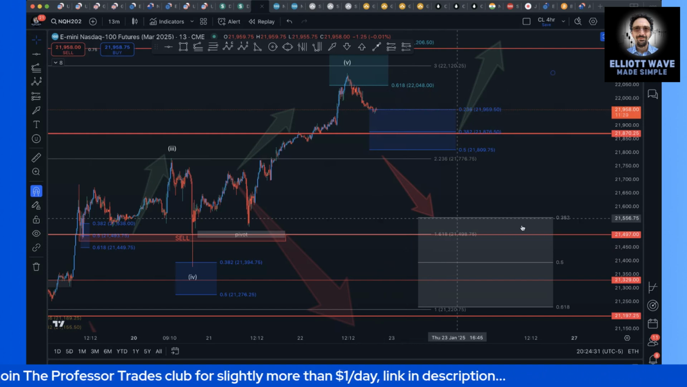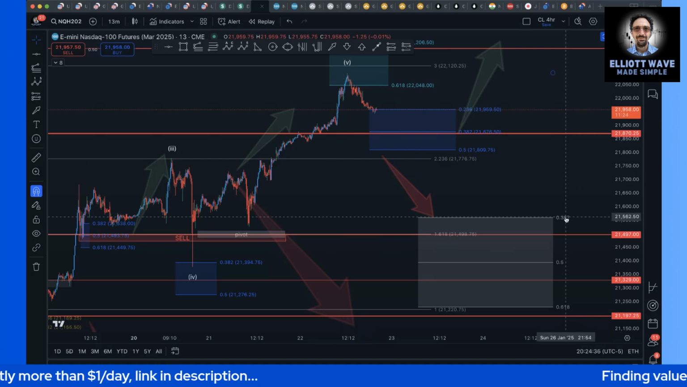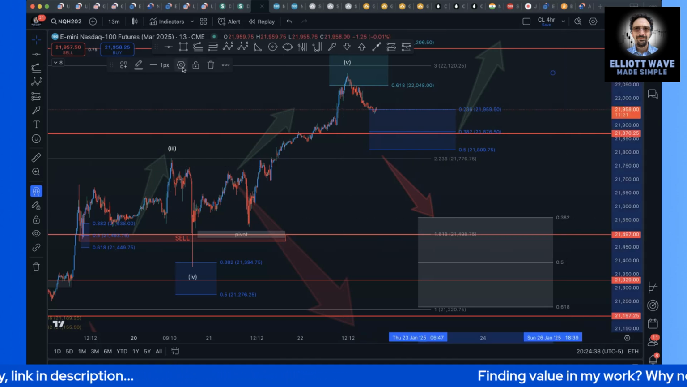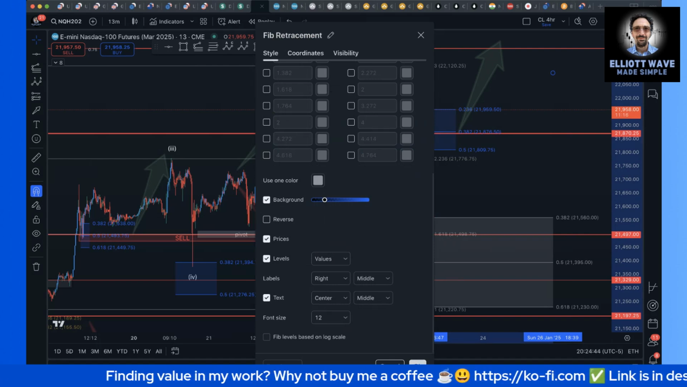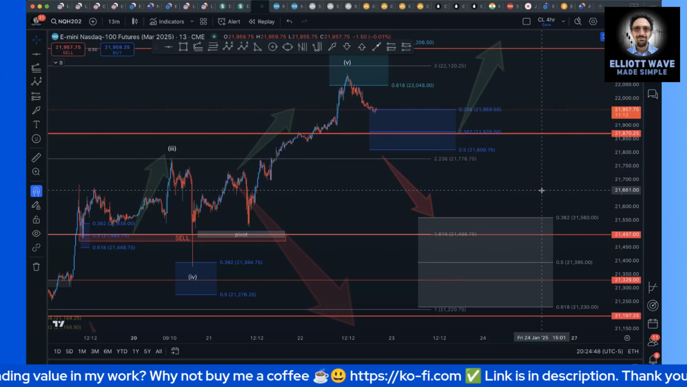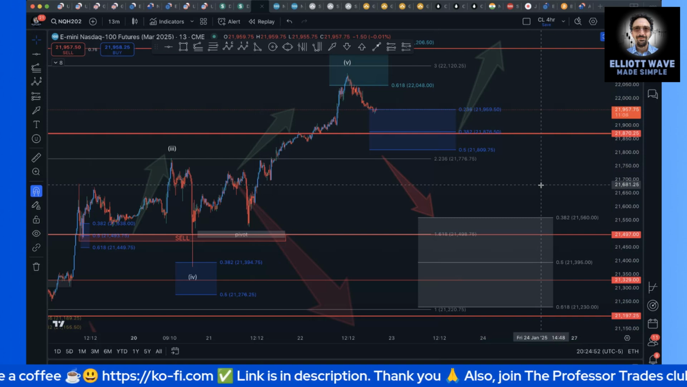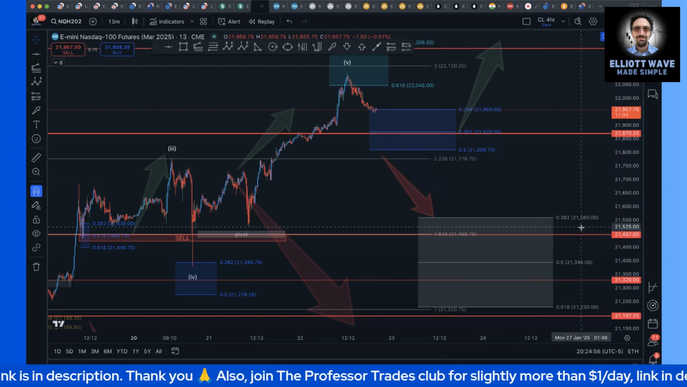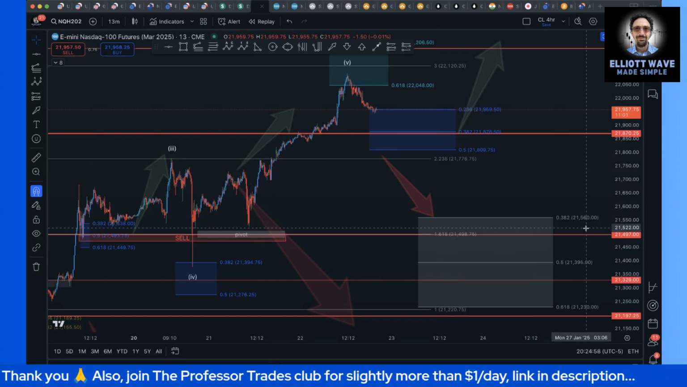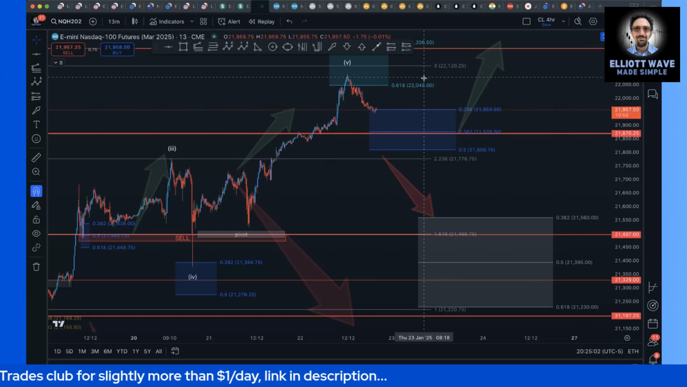I just realized I do not have the price on the... Sometimes when my chart gets too busy, I like to clean it up, and sometimes I actually take the prices off of these fibs because I'm much more interested in the fib levels than the price levels. Of course, the price levels are important, but I'm trading the fibs, not the money. I'm not trading the price. I'm trading the fibs. All right, so I'm looking for 21,560 at a minimum if it doesn't make a new high. Cool. All right, that's the NASDAQ.